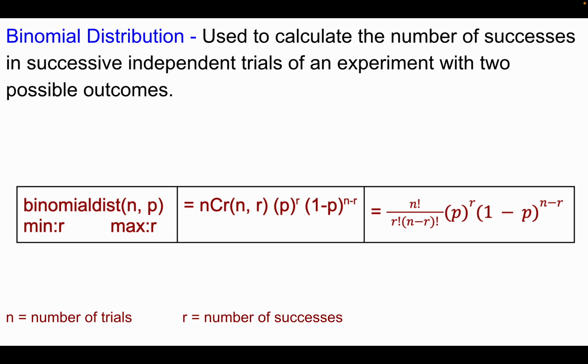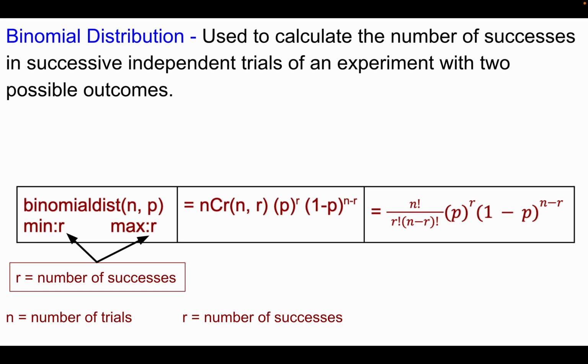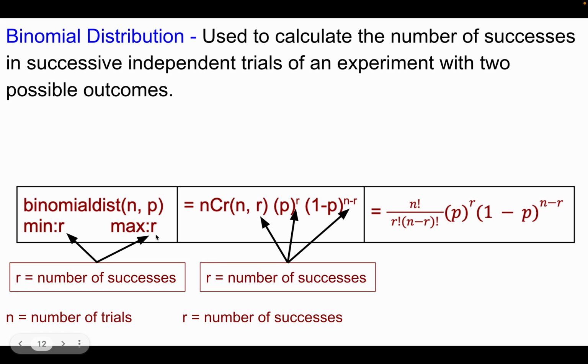R represents the number of successes. And so we can see that in the first formula down at the bottom, we put in R for our min and our max. In the second formula, we put it in the combination. We put it in the exponent of both of our formulas. One, we just put it by itself. The other one, we're subtracting it from n.